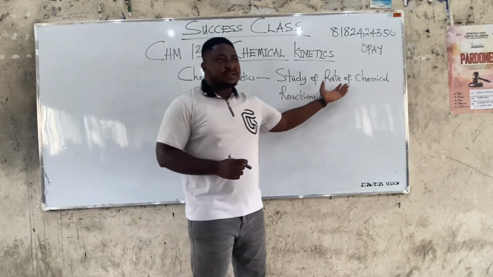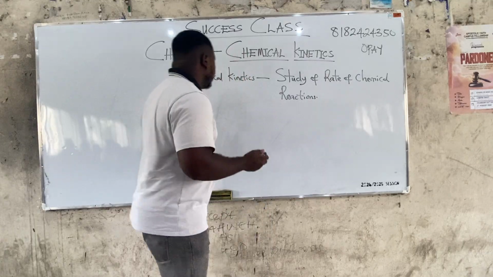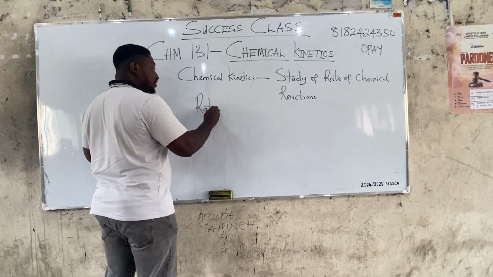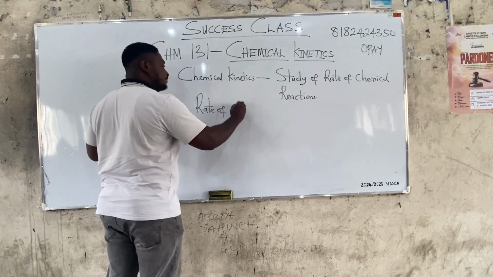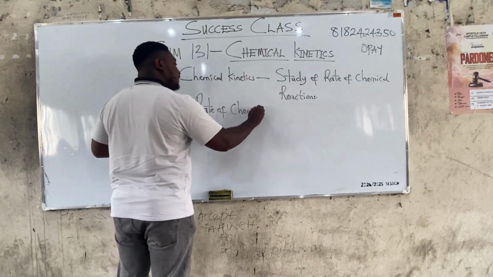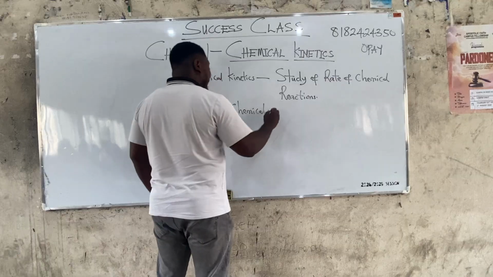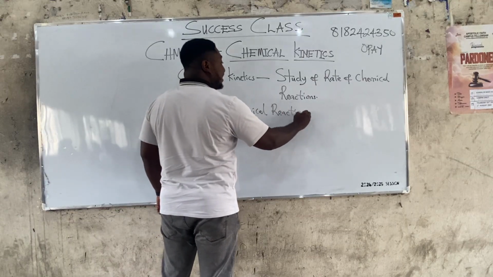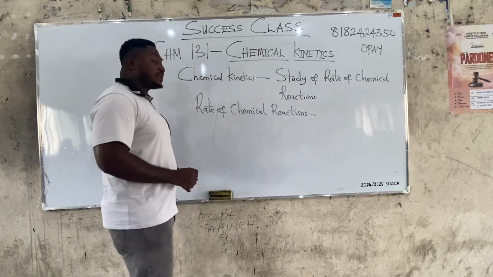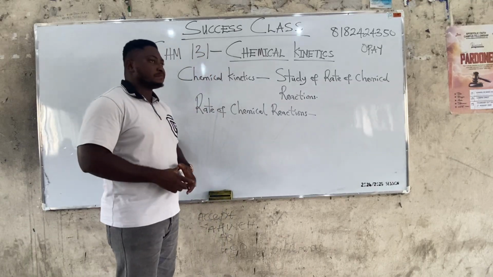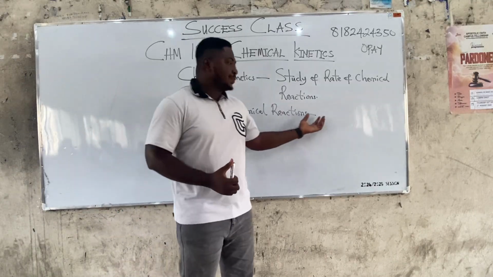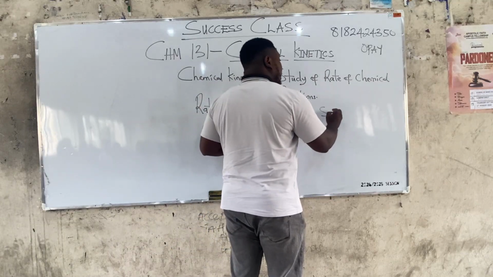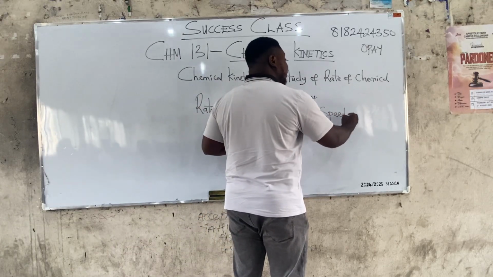Why do we study the rate of chemical reactions? Now, the next thing we need to look at is the rate of chemical reactions. Rate of what? What is so important about the rate of chemical reactions that we study it during chemical kinetics? Now, write, the rate of chemical reactions is a measure of the speed at which a reaction is proceeding.